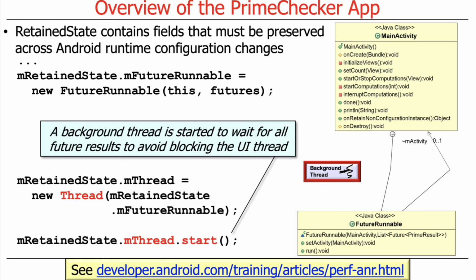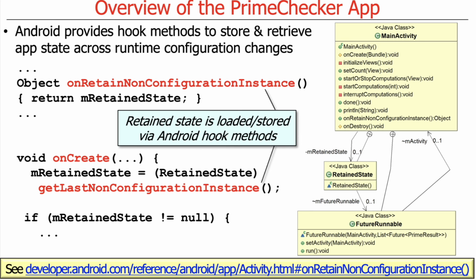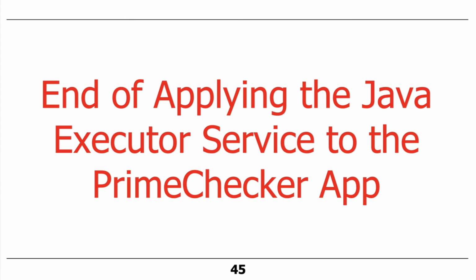And everything is running in the background. And then we use some Androidisms. There's something called onRetainNonConfigurationInstance. And what this will do is it will ensure that as the phone is rotated and the activity is created and destroyed, or destroyed and created, I should say, that state is passed from one instance of an activity to another one in order for the computations to continue to run in the background, even though we're changing the orientation of the phone. It's really, really, really cool.